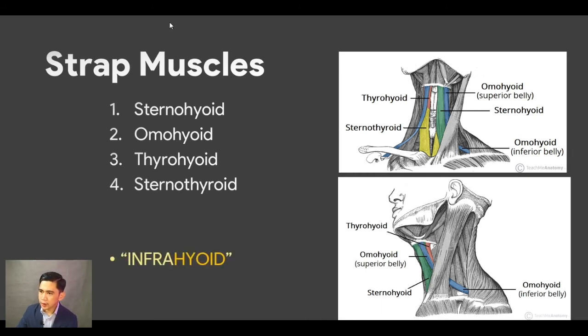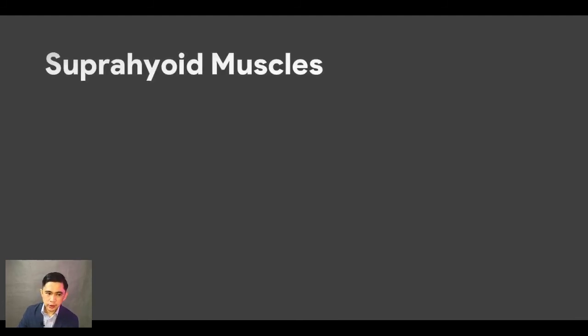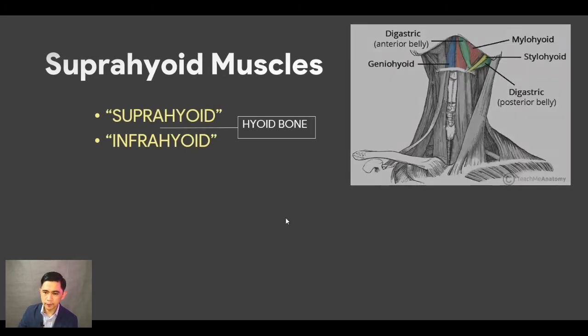Now notice that the strap muscles are what we call the infrahyoid muscles, meaning infra means below the hyoid. This is the hyoid bone, because there are muscles above the hyoid, which we call the suprahyoid muscles. So the strap muscles are the infrahyoid muscles. So what's between the suprahyoid muscles and the infrahyoid muscles? Of course, the hyoid bone. So let's first talk about the suprahyoid muscles. Supra is above the hyoid bone.